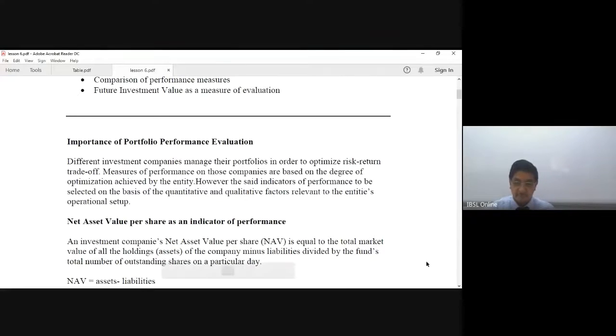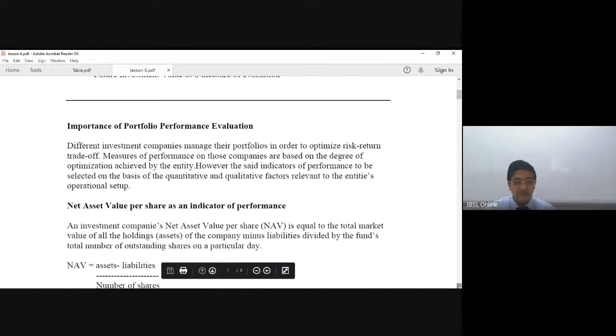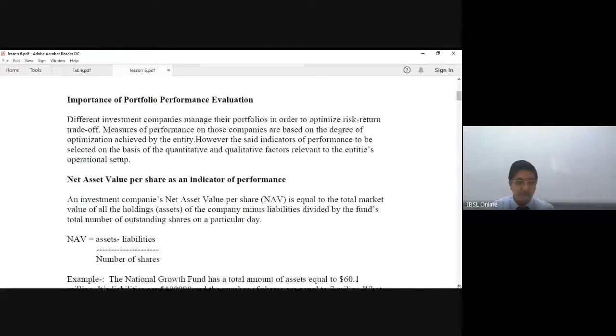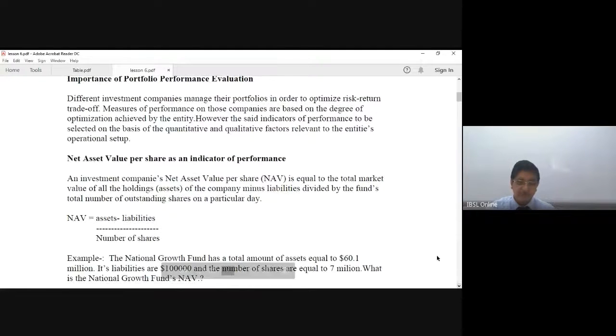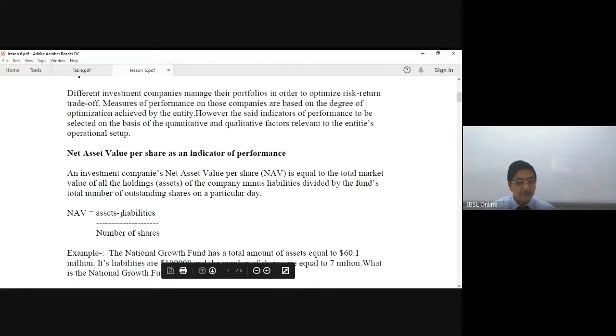Right. Now we will go to the net asset value per share as an indicator of performance. That is a very simple thing, and most of the time this is being used. It is a very simple phenomenon where you can get the net assets. You all know that in a balance sheet structure, net assets are given by assets minus liabilities.